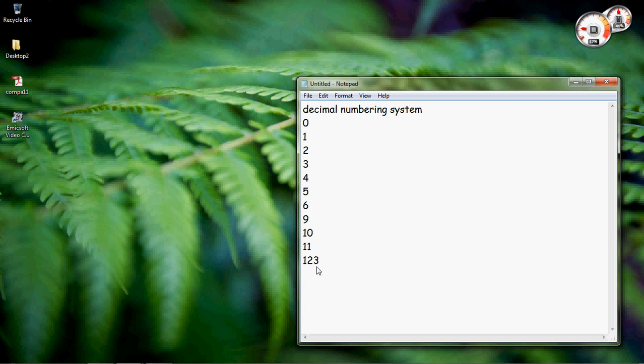Now here, to calculate the value of this number, we do 3 into 10 raised to power 0, plus 2 into 10 raised to power 1, plus 1 into 10 raised to power 2, is equal to 123. So we know these basic things.